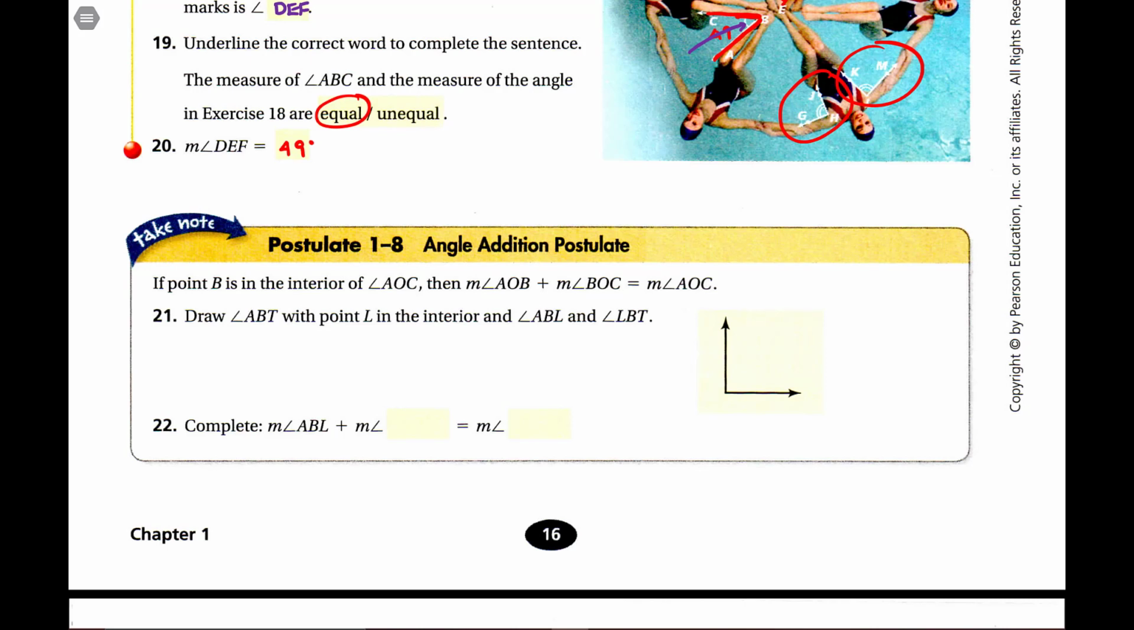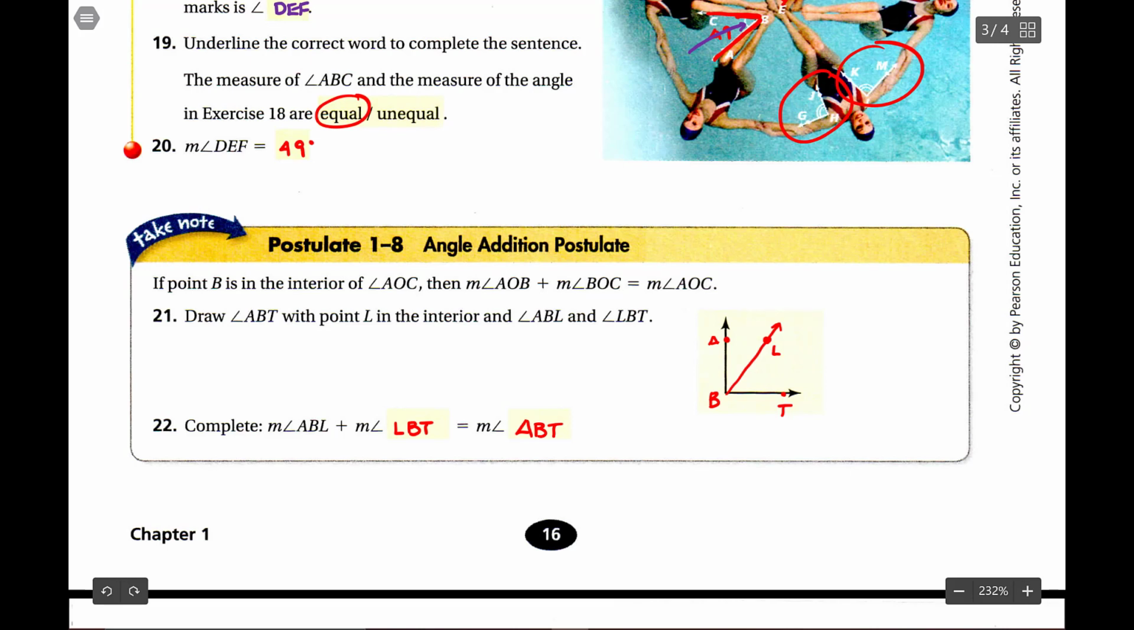So the first thing we want to do is draw angle ABT with some point L on the interior. I'm going to draw this ray, and I'm going to put this point L, and I'm going to label this one A. I'll label my vertex B because that's how it was given to us, and this is T. So now we have two angles. We have angle ABL and angle LBT, and then we want to complete the addition postulate. The measure of angle ABL plus the measure of angle LBT is going to be equal to the measure of angle ABT.